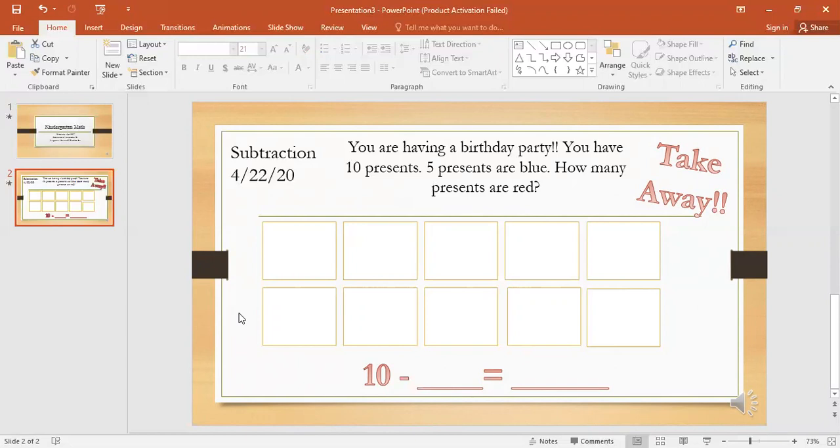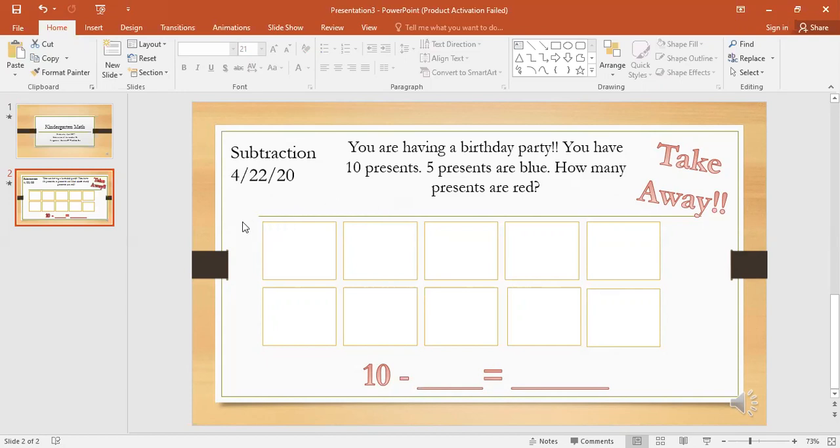Okay, so just keep in mind that we are subtracting from 10 today. We will be decomposing the number 10, which means finding out ways that we can break up the number 10. You are having a birthday party today. You have 10 presents. 5 presents are blue. How many presents are red? So that's what we need to figure out. How many presents are red? We are going to be solving that problem using subtraction. Great job, guys. We'll be using subtraction to figure out how many presents are red.